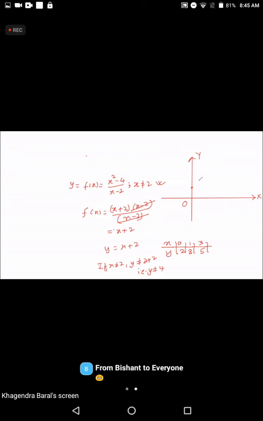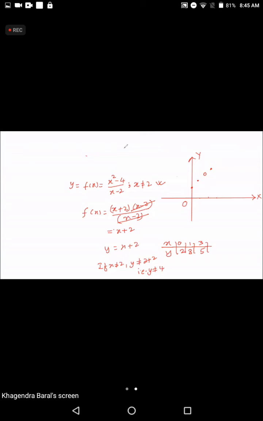2, 4 हेर्दा 2, 4 यहाँ पोइन्ट आउँछ नि, यो पोइन्ट होइन भनेको. There is no point 2, 4 in its graph. And the next one is 3, 5. This is the point 3, 5. Okay. Now we draw the straight line passing through these points, but the graph doesn't pass through this point. It means there is a break in the graph of the function at this point.